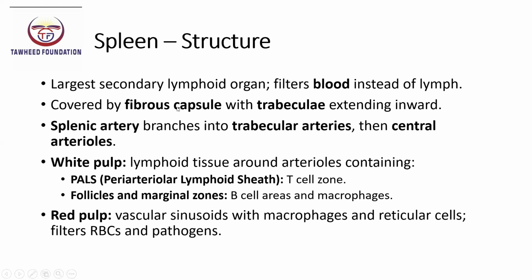It filters blood instead of lymph. It is covered by a fibrous capsule with trabeculae extending inward. The splenic artery branches into trabecular arteries, then central arterioles. White pulp is lymphoid tissue around arterioles containing PALS, follicles, and marginal zones. Red pulp is vascular sinusoids with macrophages and reticular cells, which filter RBCs and pathogens.